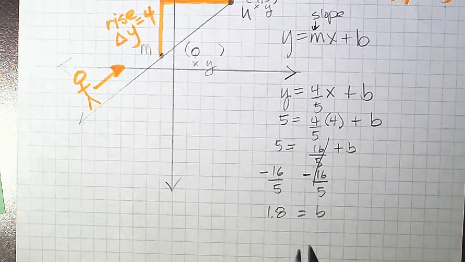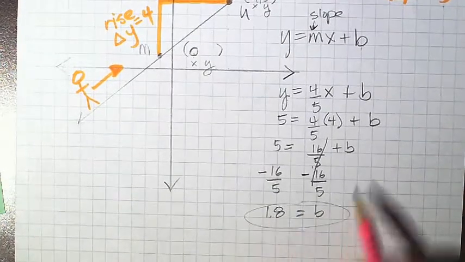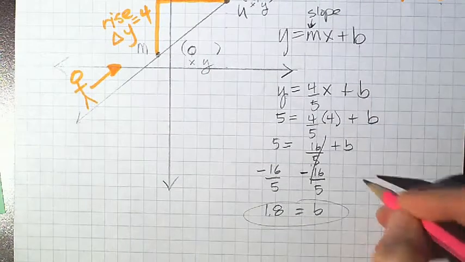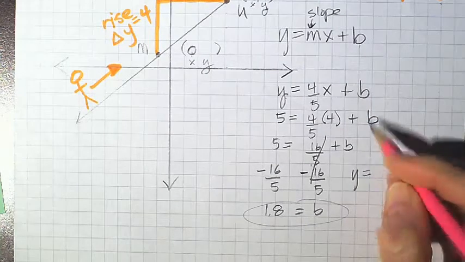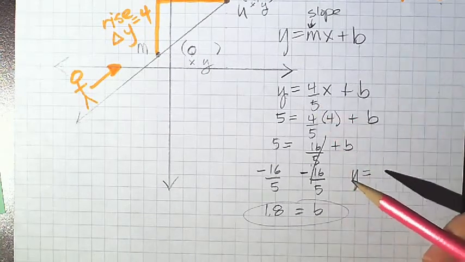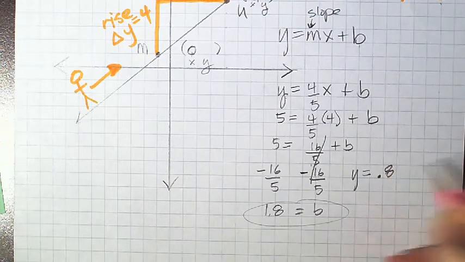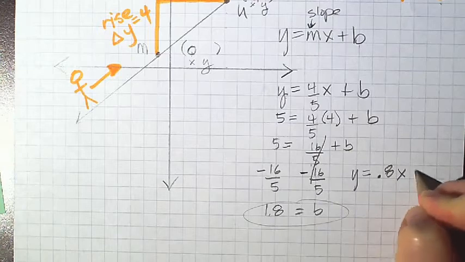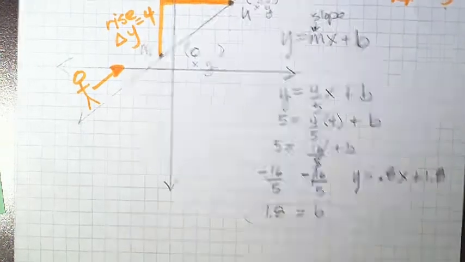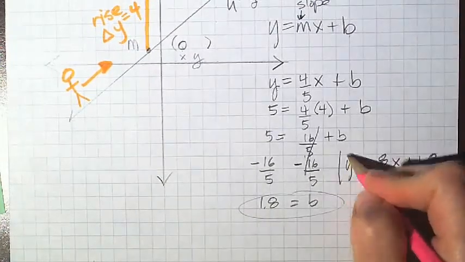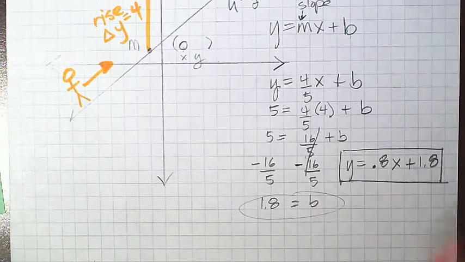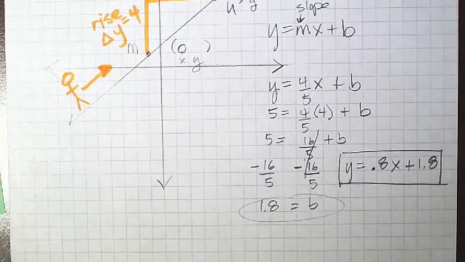Okay, so then the equation of this line, we're going to put 1.8 in the place of b. So the equation of our line would be y equals, we could write 4/5 as a decimal, 0.8 x plus 1.8, since we're writing our y-intercept as a decimal. Okay, hopefully that's coming back to you. It may have been a little while.